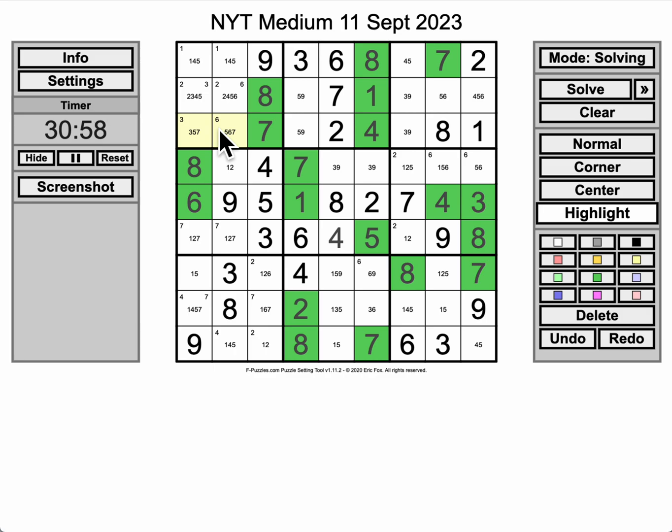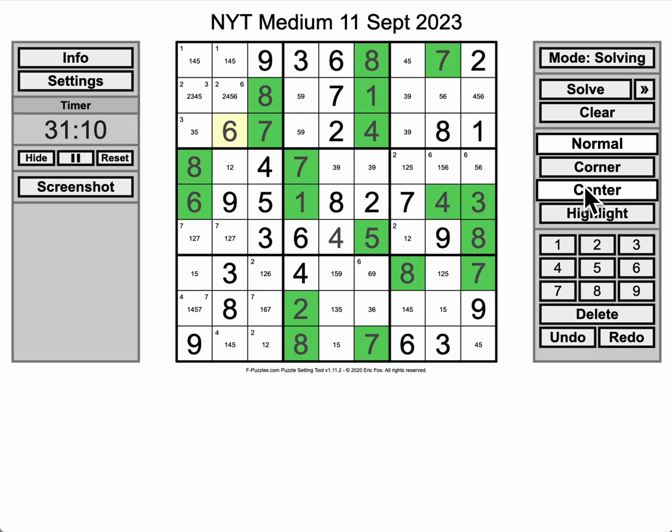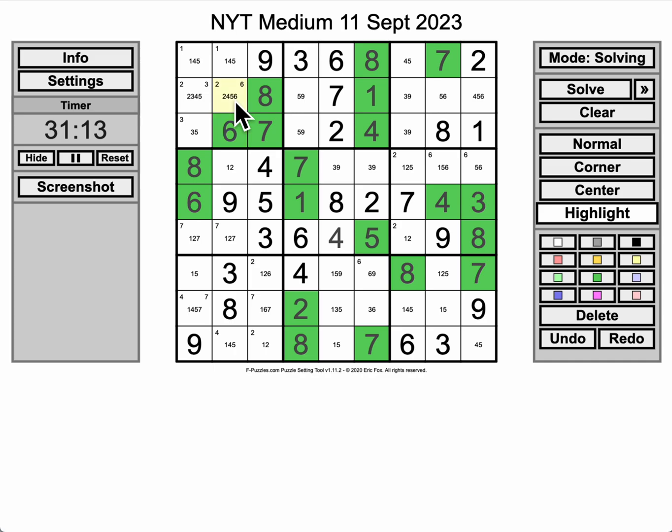Okay, that rules these out from being a 7. And now, that's forced to be a 6. Now these can't be 7. Can't be 7, that can't be 7. That's a 7.